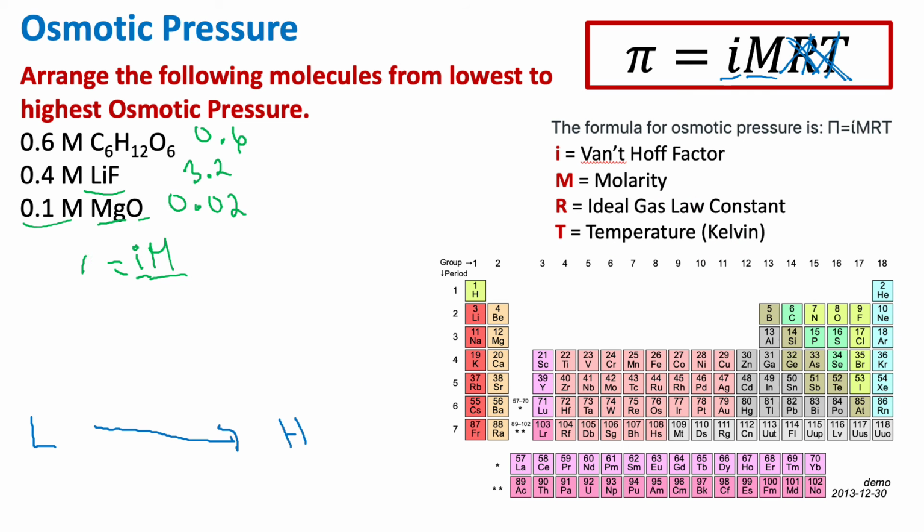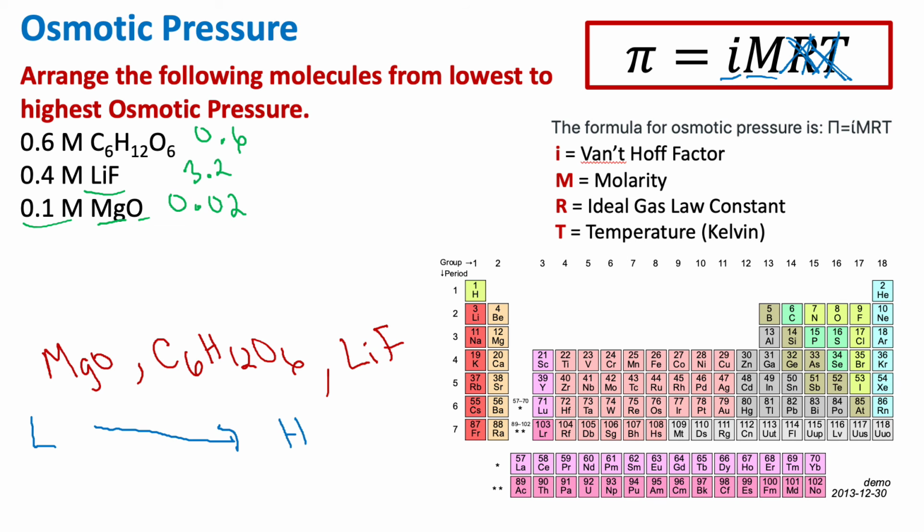Regardless of that, we can now label from lowest to highest, and we can state that the magnesium oxide has the smallest osmotic pressure. The glucose, C6H12O6, is going to have the second smallest, and then lithium fluoride has the largest osmotic pressure in this question.